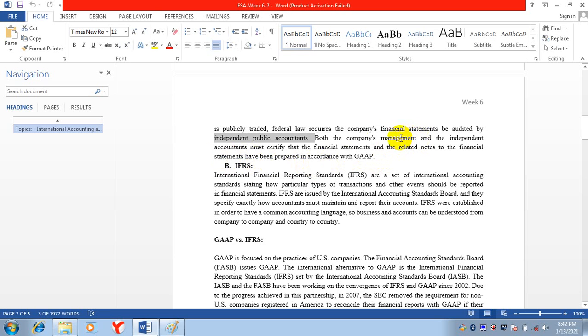And keep in mind, the management of the company and the independent auditor, both of these parties must follow GAAP when they are making the financial statements and the notes to the financial statements. It is law that both the management and the auditors follow GAAP. They will make their financial statements according to generally accepted accounting principles.